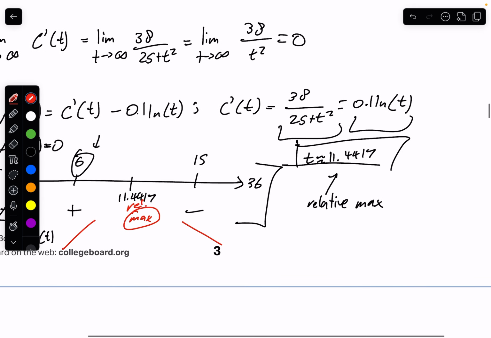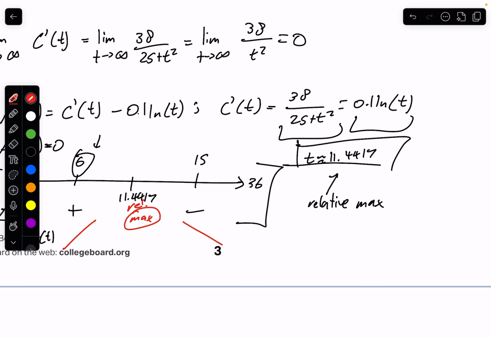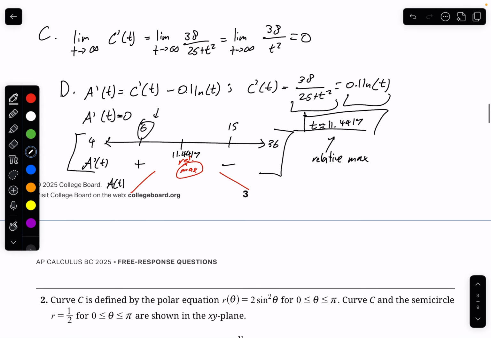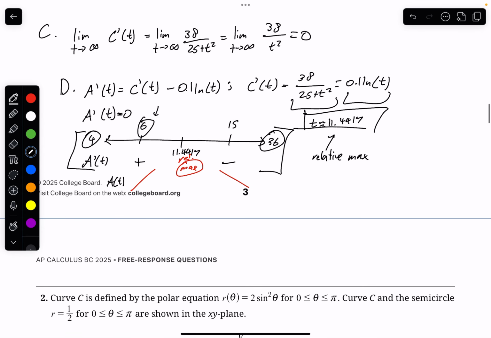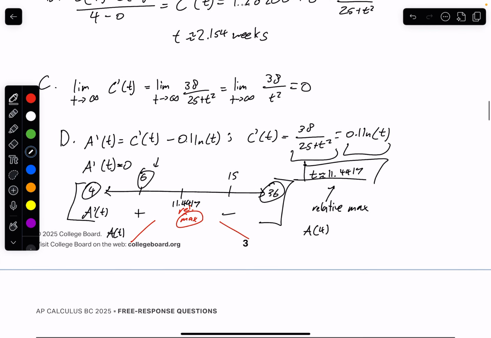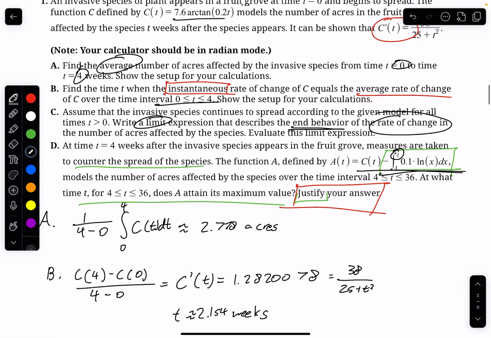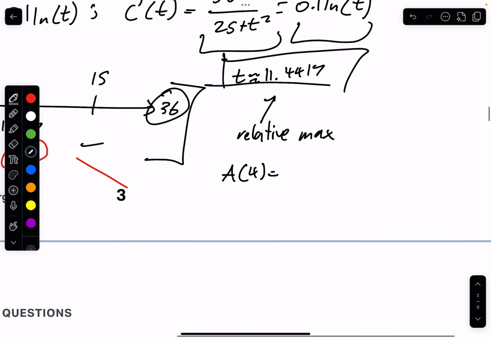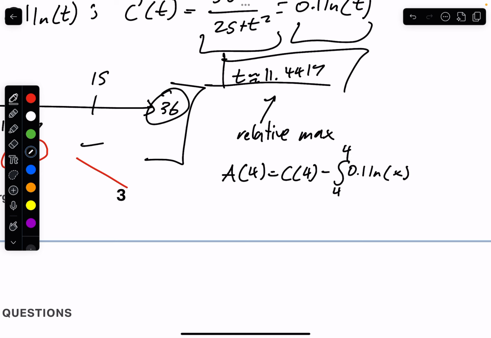So we don't know for sure if this is going to be our absolute maximum. And why do we not know? Because when we evaluate critical points, we also have to include the endpoints in our check. So we have to check for that separately. We can see that A of 4, which is one of our endpoints, is going to equal whatever we plug in. So A of 4, let's calculate it. That's going to be equal to C of 4, based on the problem statement, minus the integral from 4 to 4 of 0.1 ln of x dx.